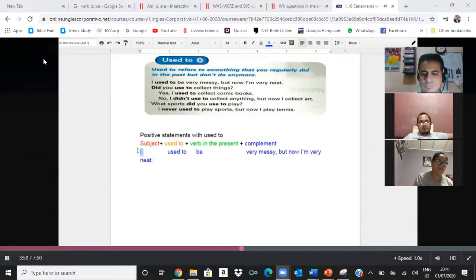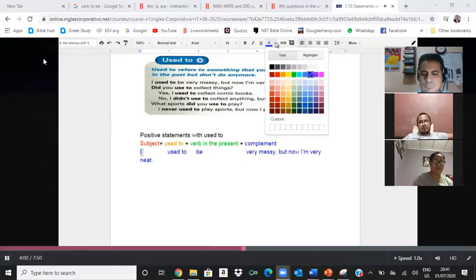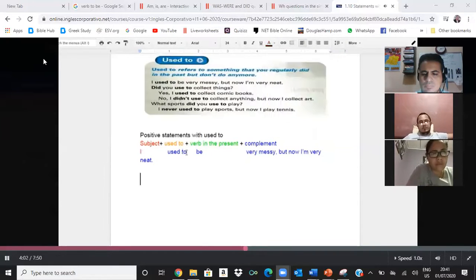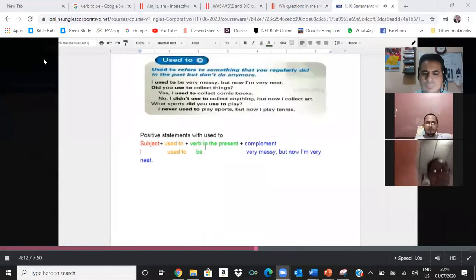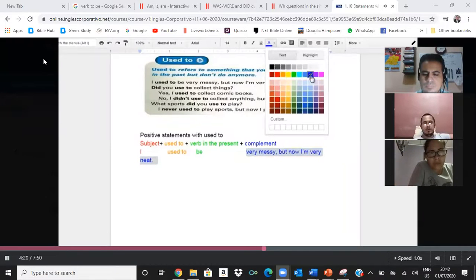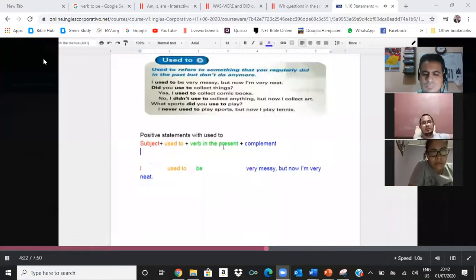So the subject in our sentence is I. I'm going to go ahead and play with the colors right now. This follows used to. And then we have the verb to be. Now, this just happens to be the verb that we're using in this example, but it's not always going to be the verb to be. And then finally, we're going to have some sort of complement in order to finish that idea there.